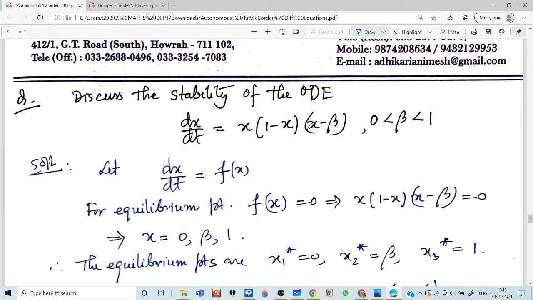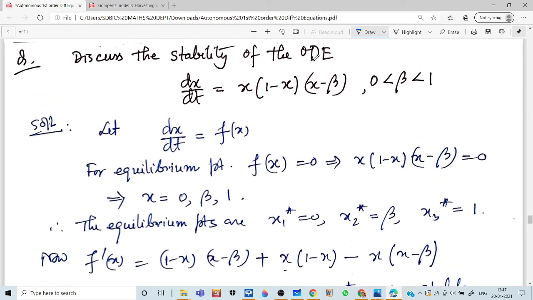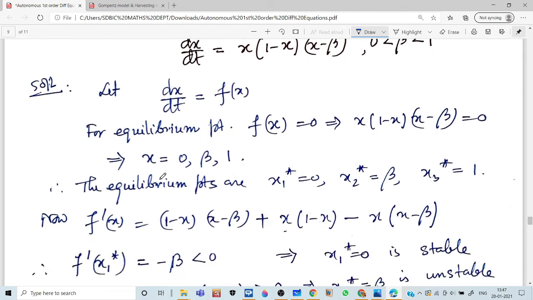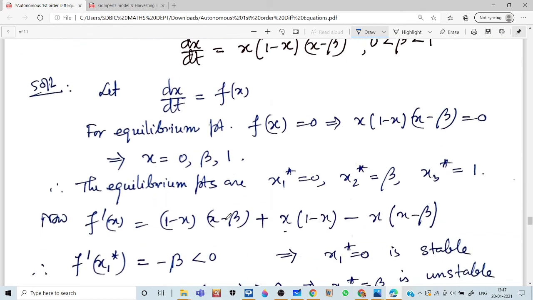Discuss the stability of the ODE dx/dt equal to f(x), where f(x) is equal to x times (x minus 1) times (1 minus x) minus (x minus beta), where 0 is less than beta less than 1. For an equilibrium point, f(x) is equal to 0, so x is equal to 0, beta, 1, where beta lies between 0 and 1. These are the equilibrium points. So find f dash(x), the derivative of f with respect to x.